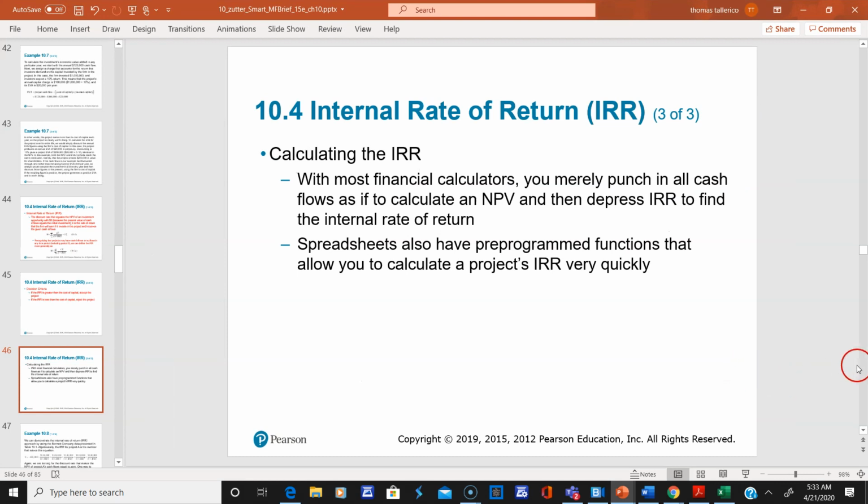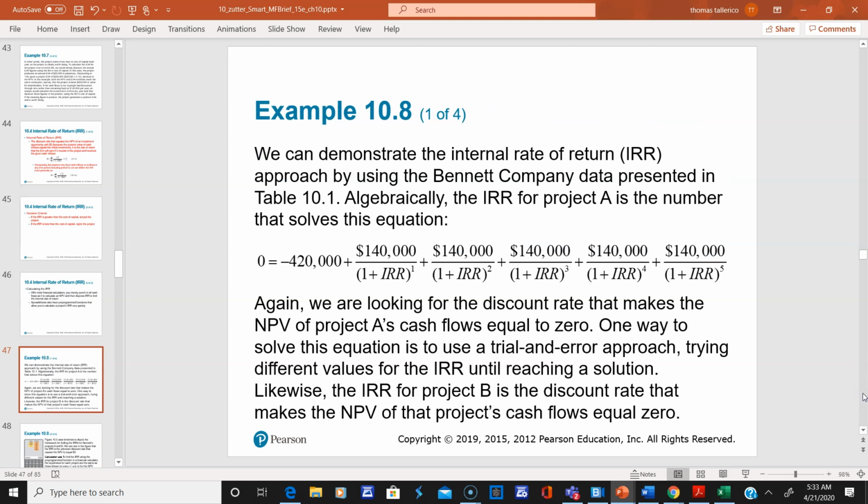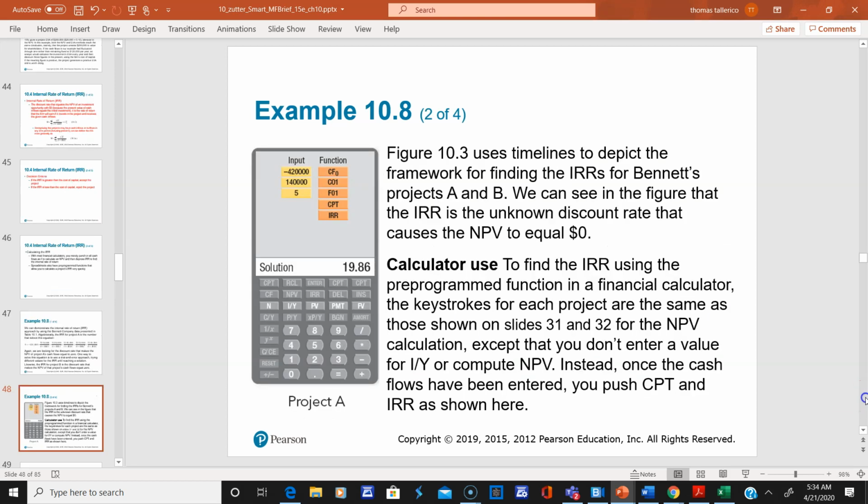So getting back to the slides. Here's an example of calculating internal rate of return the long way by hand, which is too difficult to do, obviously. You'd have to use trial and error here. And you can see they say you have to use a trial and error approach. But realistically, you take these numbers and just pop them into the IRR function in Microsoft Excel, just the way you see them.